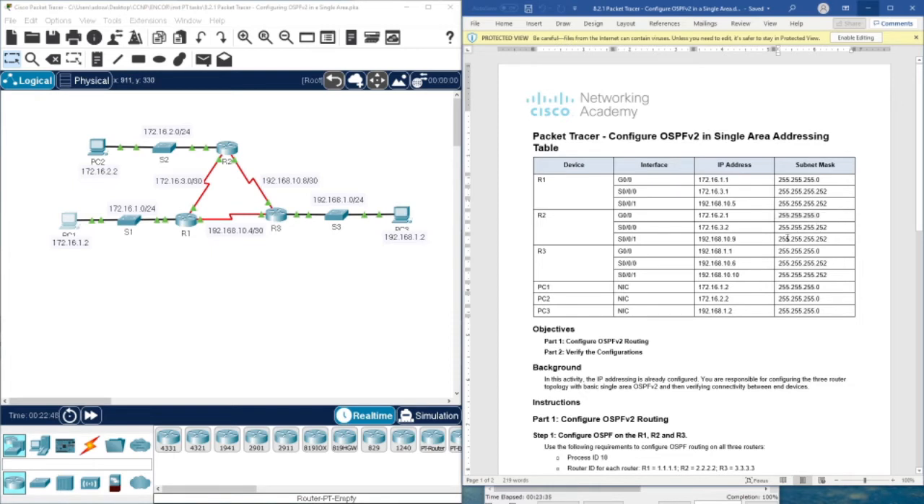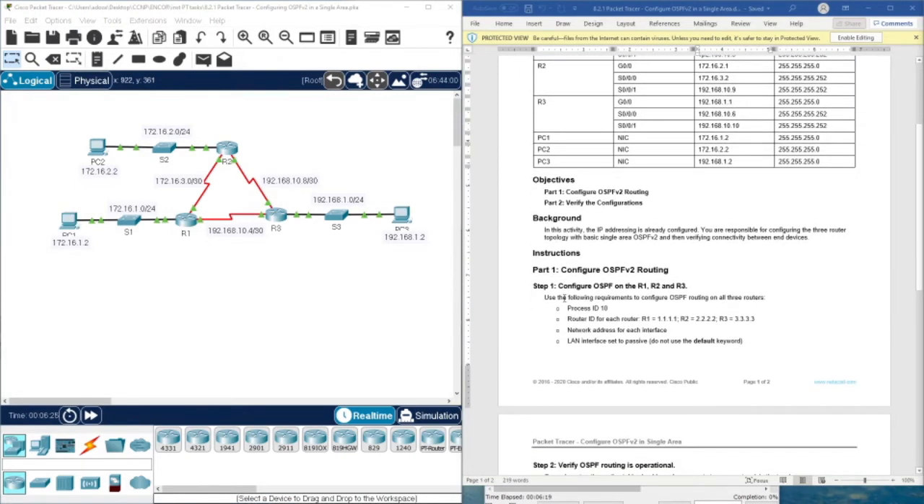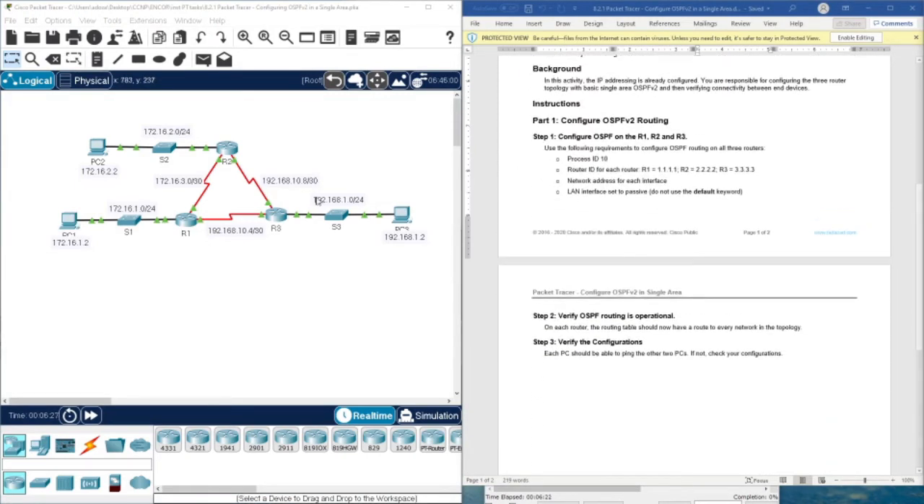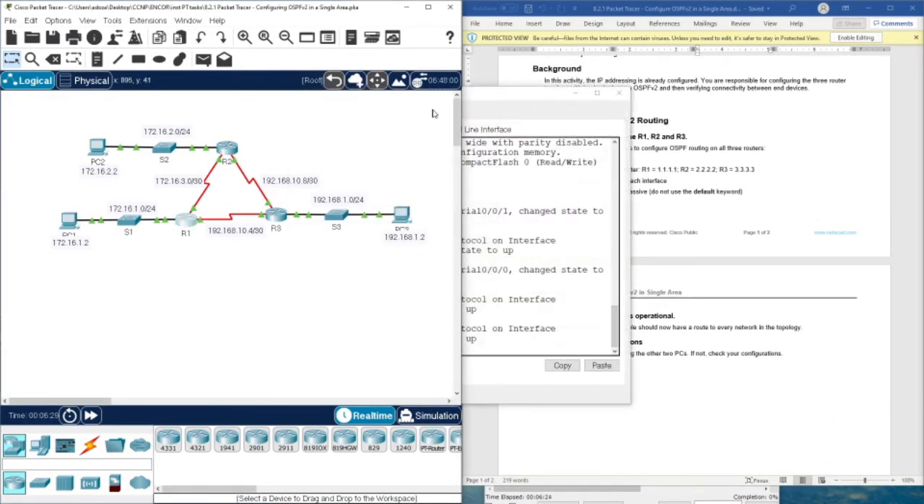Here we are going to have also 0, because the result of the subtraction 255 minus 255 is 0. Here is also 0, here we also have 0, and here we have 255 minus 252, which is going to be 3. So the wildcard is going to be 0, 0, 0, 3. Okay, so let's get started. First, we are starting with R1.